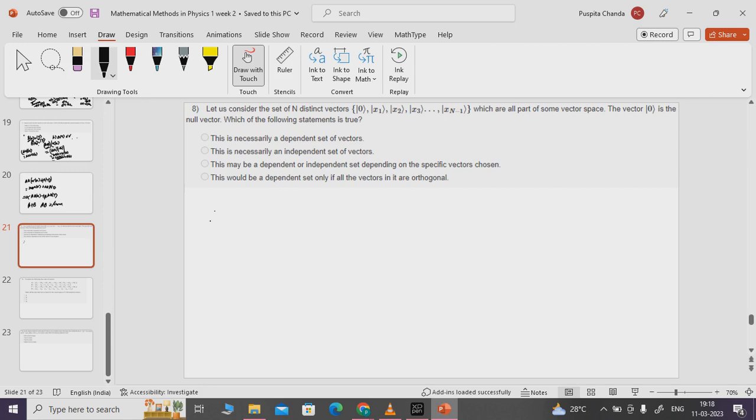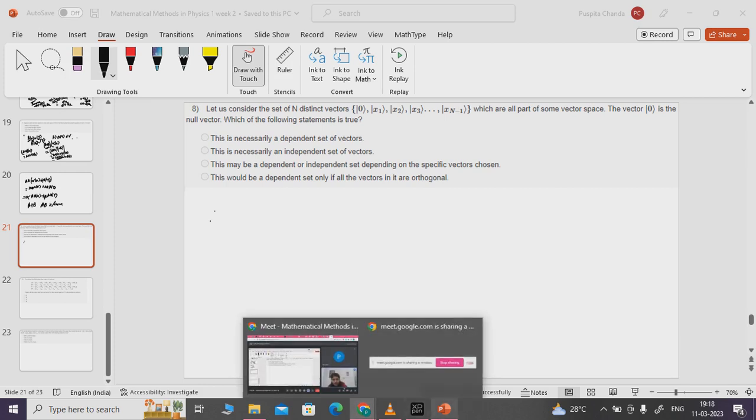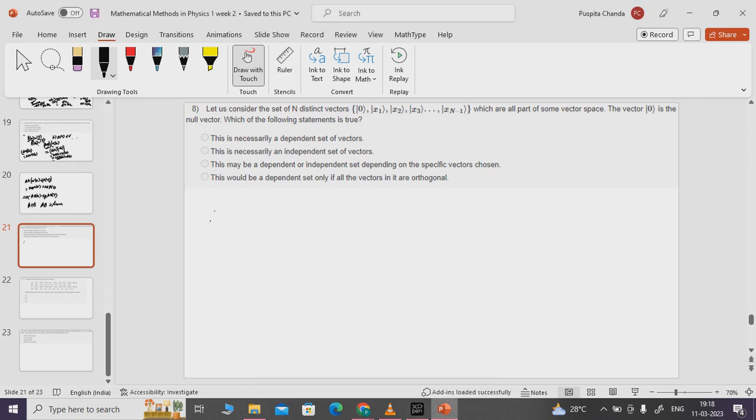Question number 8. Let us consider the set of n distinct vectors which are all part of some vector space. The vector 0 is the null vector. If the following statement is true, this is necessarily a dependent set of vectors; this is necessarily an independent set of vectors; this may be a dependent or independent set depending on the specific vectors chosen.